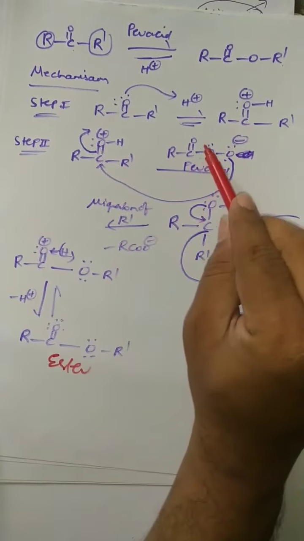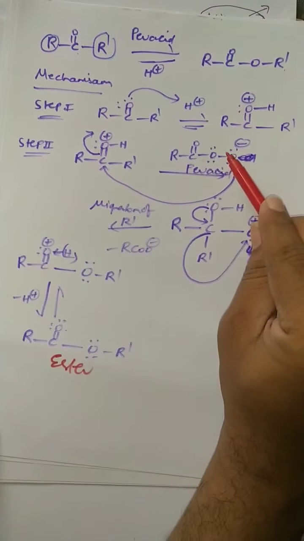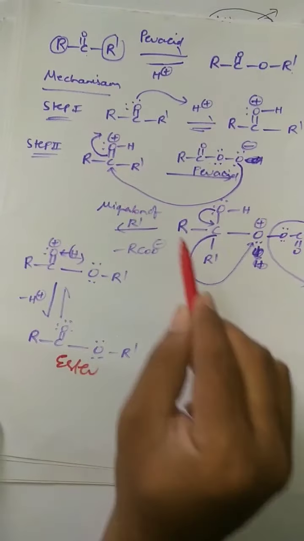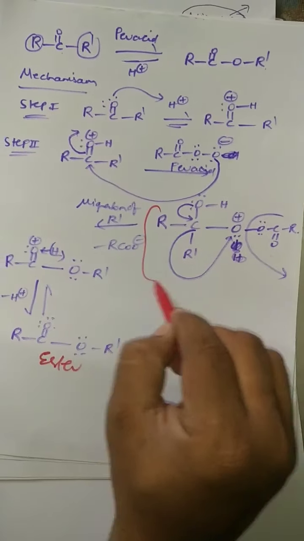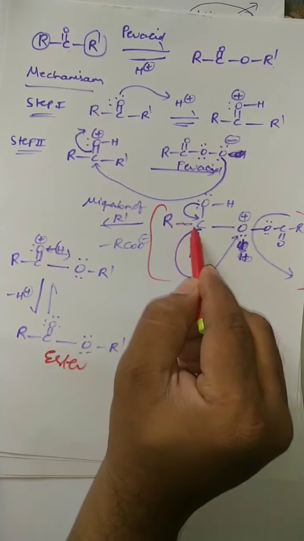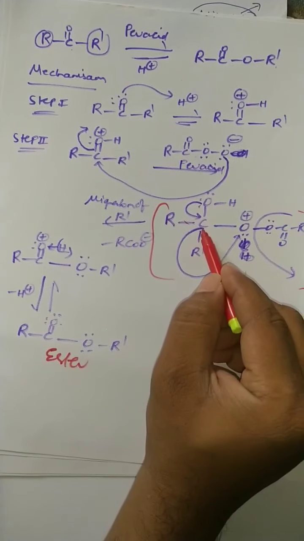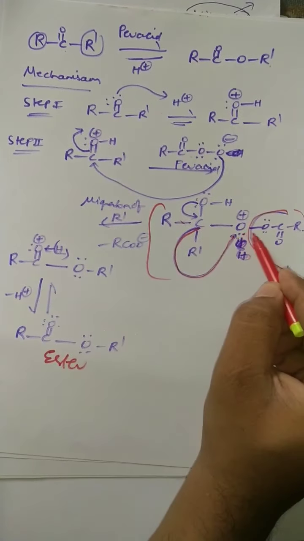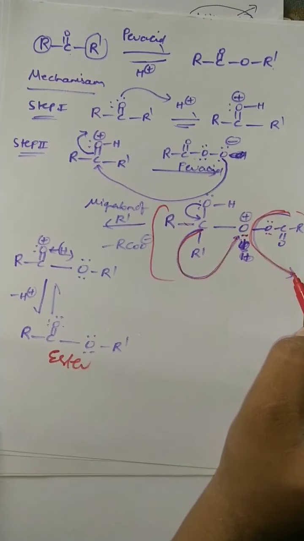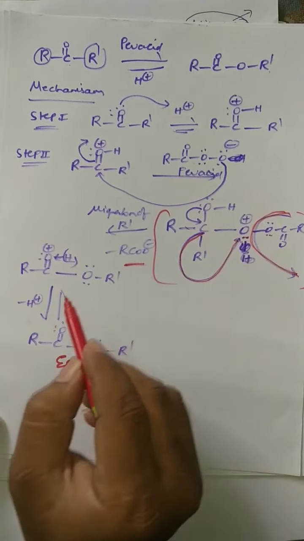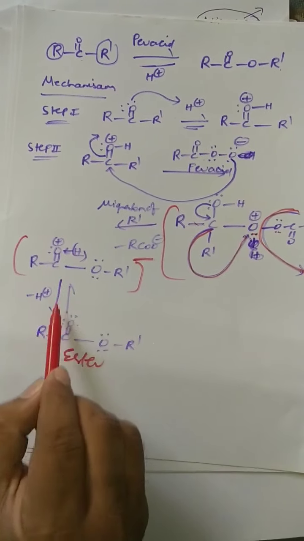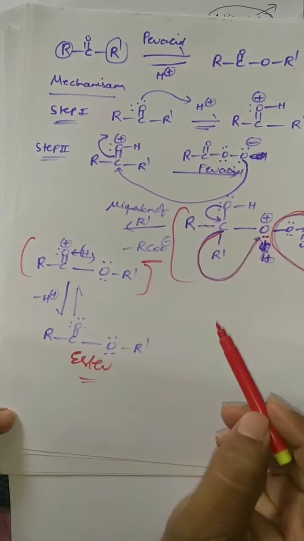So observe the mechanism. First protonation followed by peracid attack. Here peracid in the presence of H plus. See, this acid will attack here, and you are going to get this intermediate. And finally what happens? This will come here. This here is migration of R dash group from here to here, and this OO bond, peroxy bond, gets cleaved, RCOO minus is eliminated, and finally you are going to get this intermediate. After that H plus is eliminated. This is useful for IIT students.